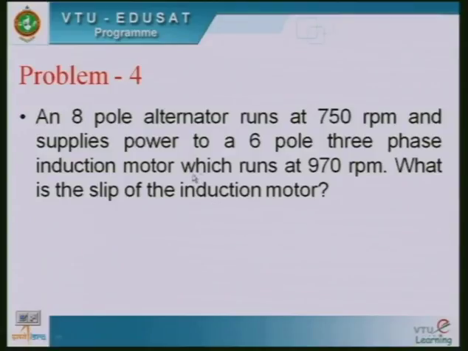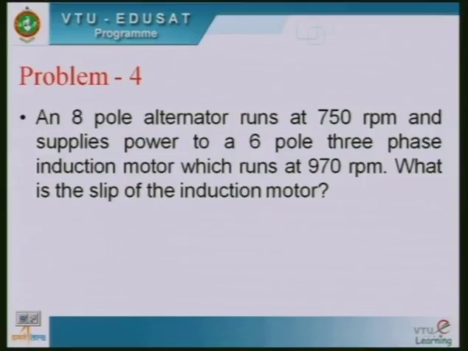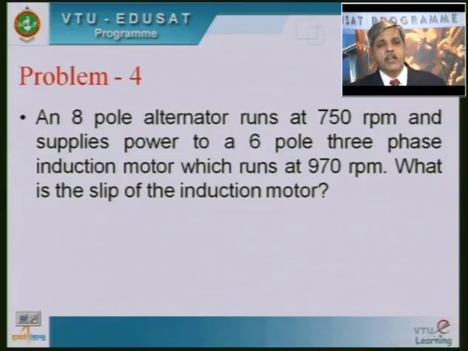So in the other problem, the fourth problem what we have, an 8-pole alternator runs at 750 rpm and supplies power to a 6-pole 3-phase induction motor which runs at 970 rpm. What is the slip of the induction motor? This is almost similar to the third problem what we have done. Here also I need to calculate the frequency of the voltage generated by the alternator using the number of poles and the speed. And then using that supply frequency I can calculate the synchronous speed of the induction motor, given the motor speed as 970 rpm, I can calculate what will be the slip for the induction motor.